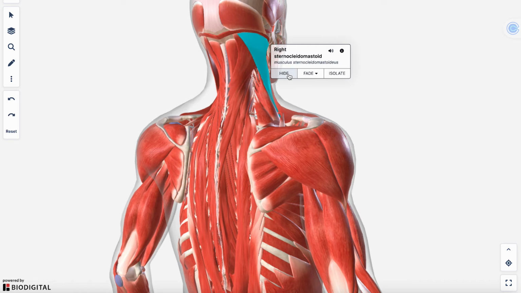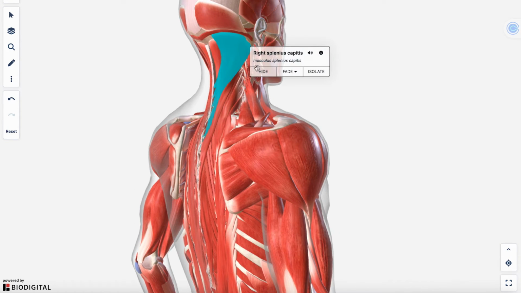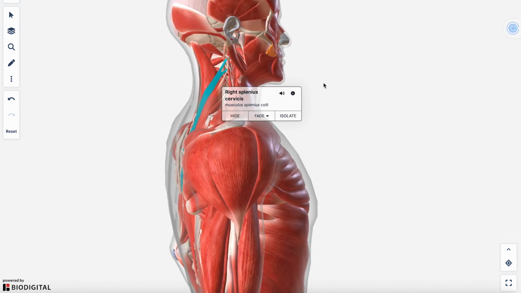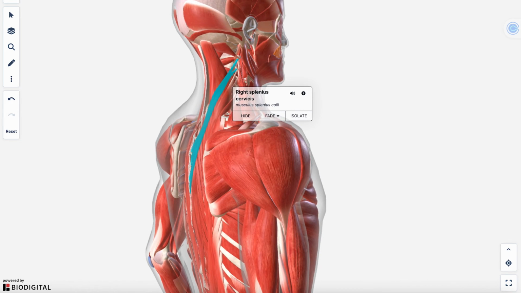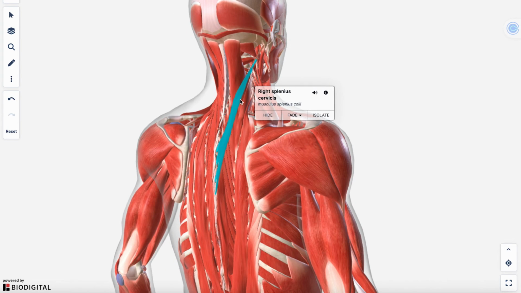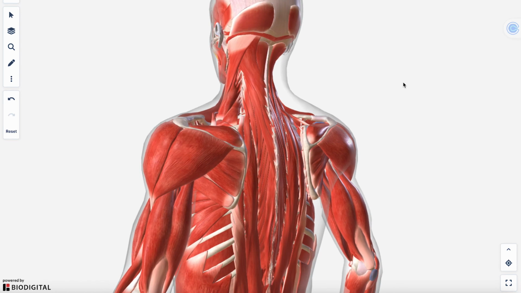Actually, let's take away SCM, sternocleidomastoid, so you have a better view. So this is splenius capitis. And then you're going to see splenius cervicis attaching to the transverse processes of the cervical spine, about C1 through C4. So you can see these are the two muscles here. And then on this side as well, let's just hide these two, splenius capitis and splenius cervicis. So that is part of your superficial layer.